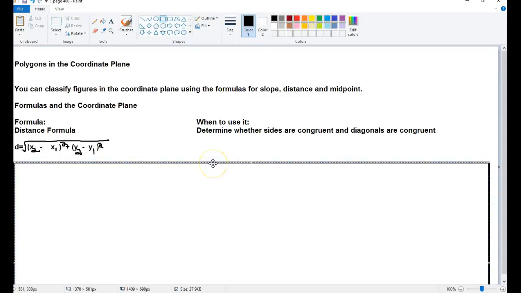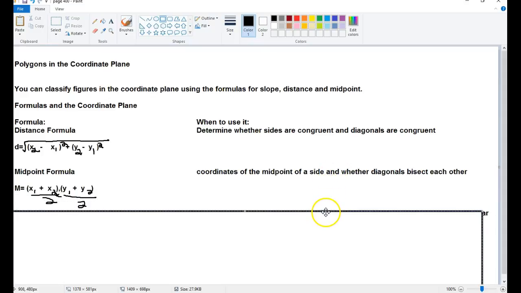One of the formulas is the distance formula. These formulas, remember, I'm not going to give you on a test, so you have to remember them. It's the x-coordinate minus the other x-coordinate, and then that's squared, and the y-coordinates minus each other, and then squared. Then you add those two squares together and take the square root. You're going to use this for when you want to see when the sides are congruent or when the diagonals are going to be congruent.